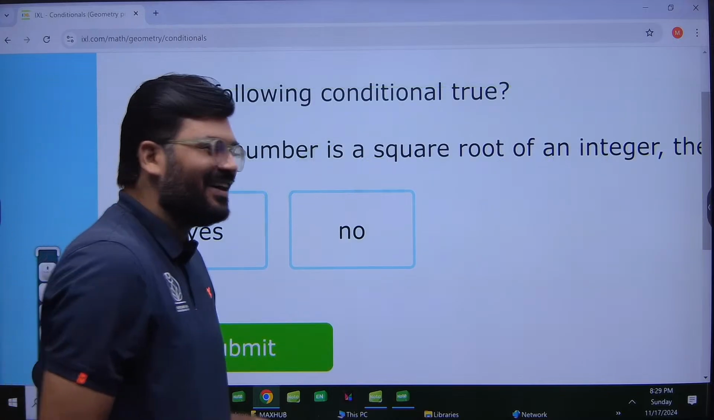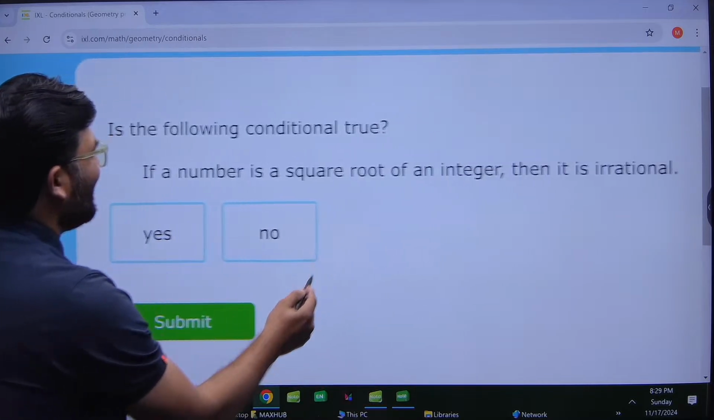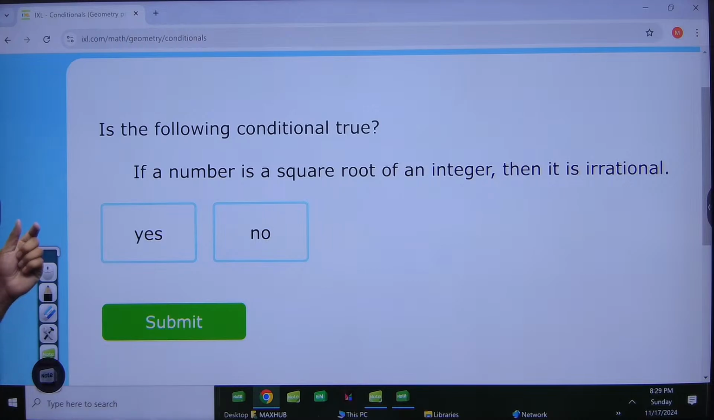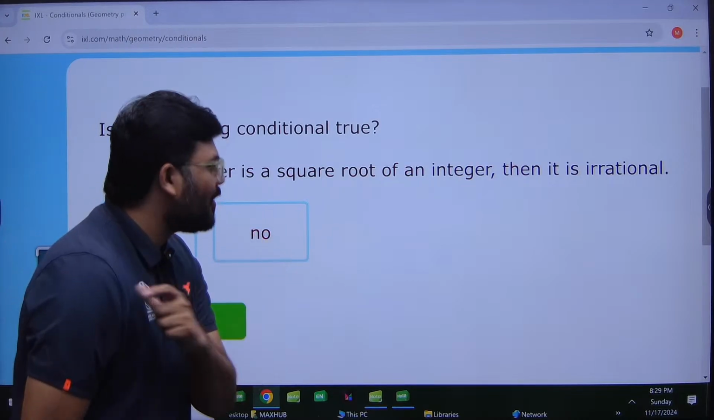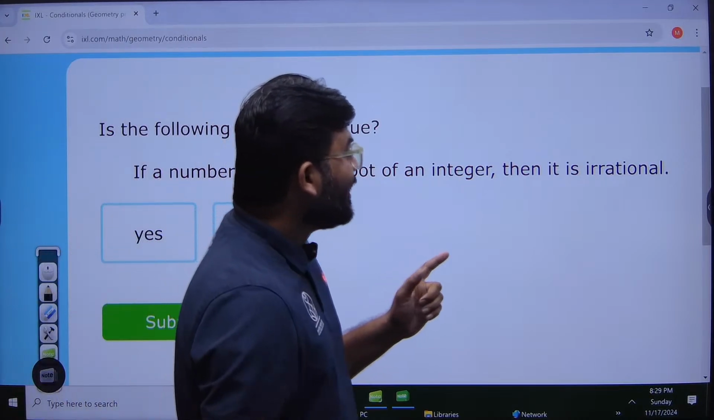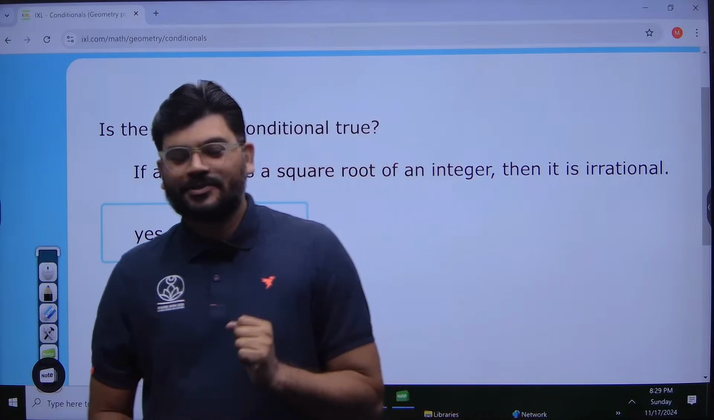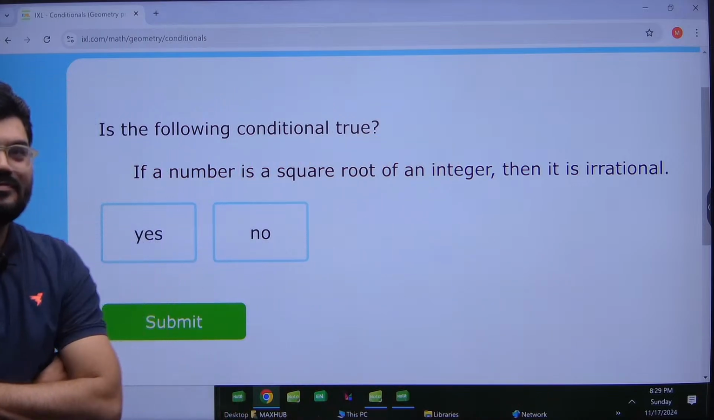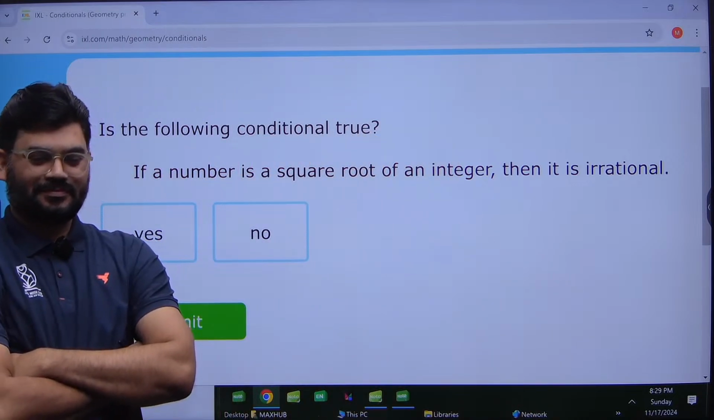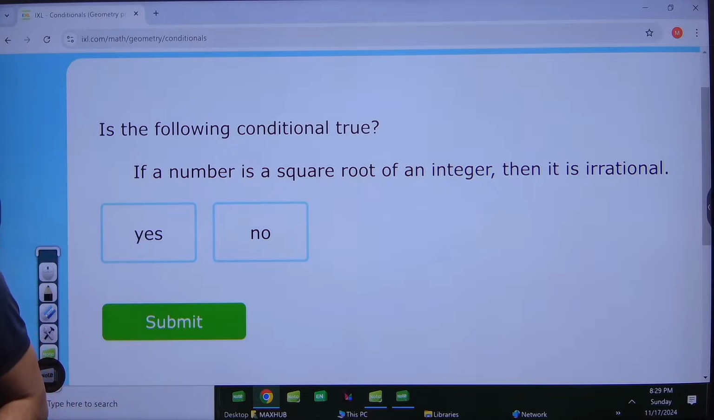Is the following conditional true? If the number is a square root of an integer, then it is irrational. Is it true?